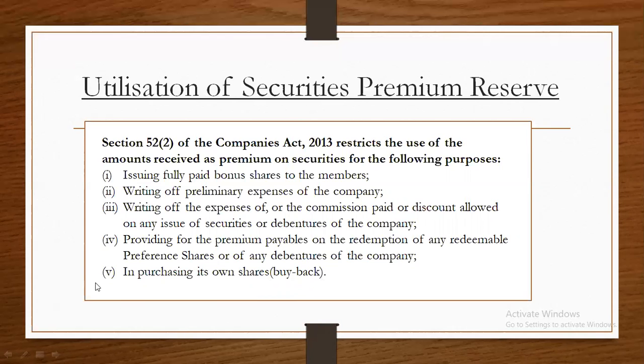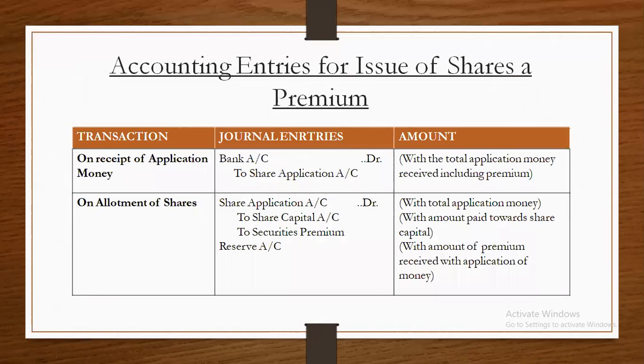Now, what is the accounting treatment when shares are issued at premium for cash? When application money is received with the amount of premium, our journal entry will be bank account debit to share application account. This includes the face value of the share plus the premium also. Then this amount will be transferred to share capital account and security premium reserve account, and the journal entry will be share application account debit to share capital account with the amount of capital, to security premium reserve account with the amount of premium.